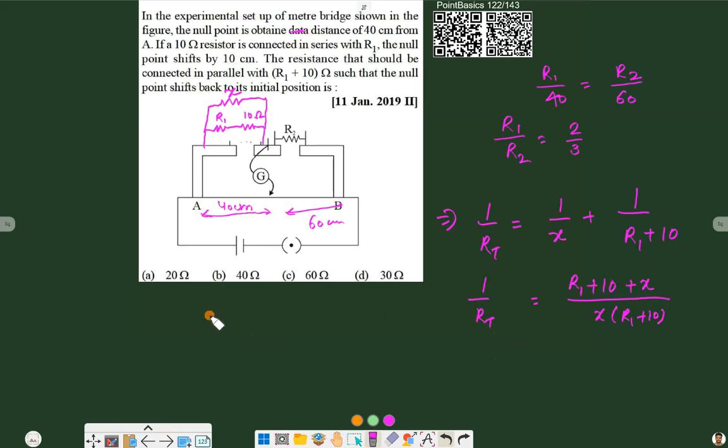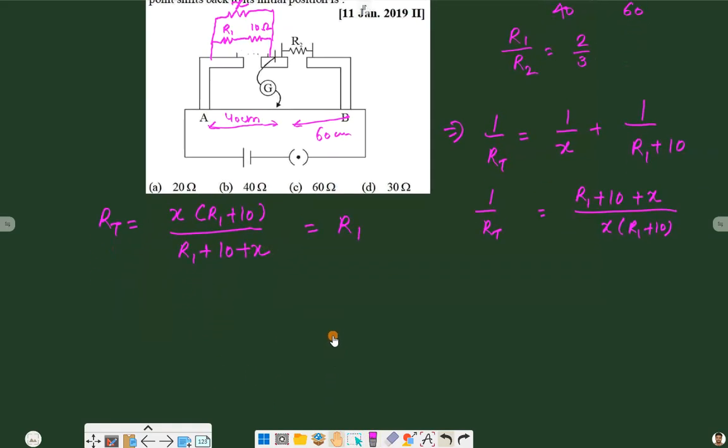So from this, RT is equal to X(R1 plus 10) divided by (R1 plus 10 plus X), and that should be equal to R1, because we are again going to our original balancing length. So let's see if we can solve using this method. From the upper part we will get X R1 plus 10 times X, and from the lower part we get R1 square plus 10 R1 plus R1 X.